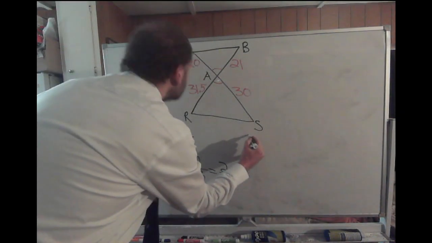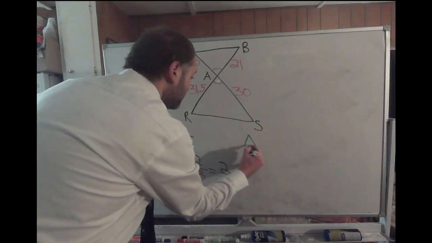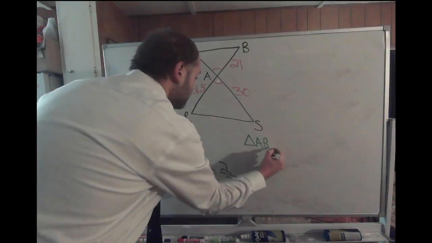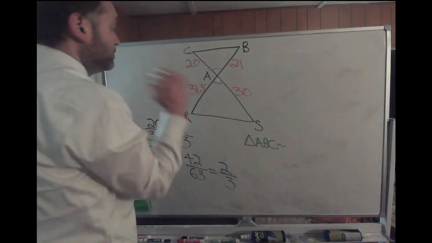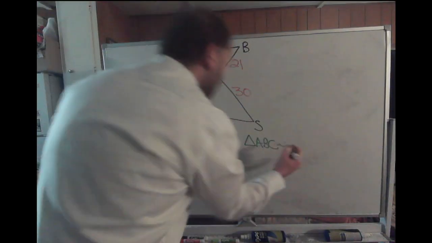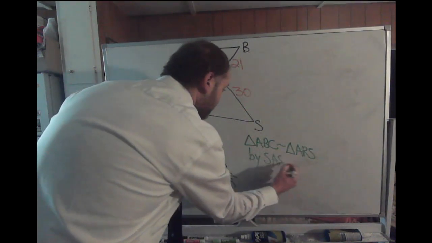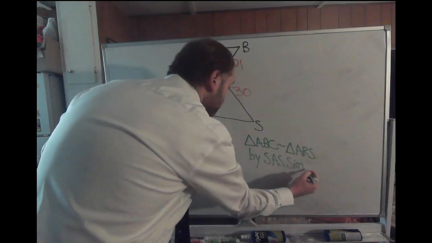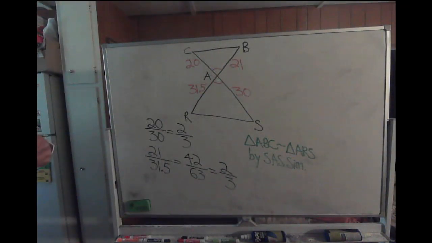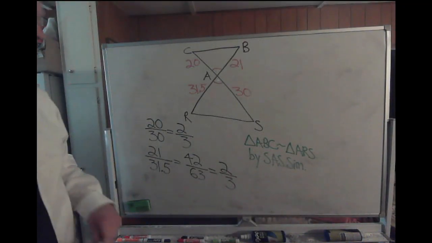So this means triangle ABC is similar to triangle ARS by the side angle side similarity theorem. So by the side angle side similarity theorem, triangle ABC is similar to triangle ARS.